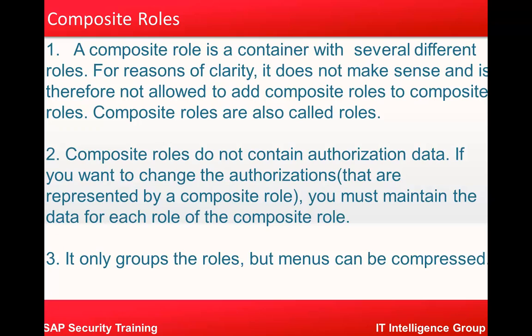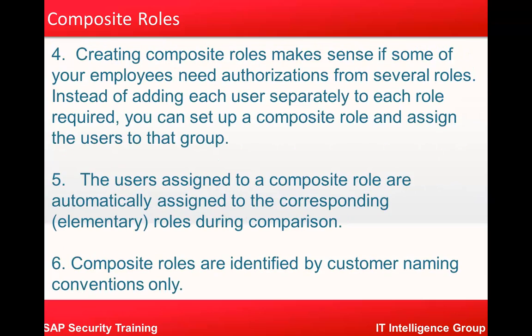Creating composite roles makes sense if some of your employees need authorization from several roles. Instead of adding each role separately to each user, you can set up a composite role and assign the role to that particular group. So that is what a composite role is all about. The users assigned to a composite role are automatically assigned to the corresponding elementary roles during comparison. Composite roles are identified by customer naming convention only, and we can create those roles using PFCG. So that is about the composite role.